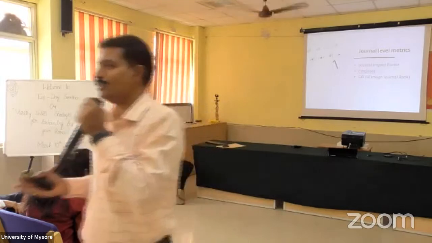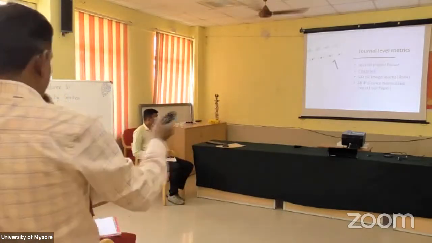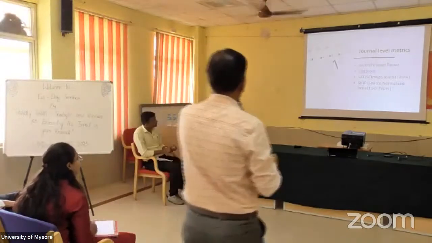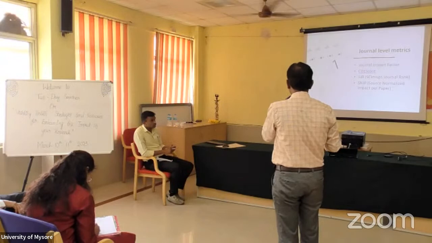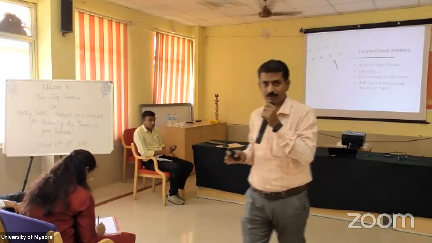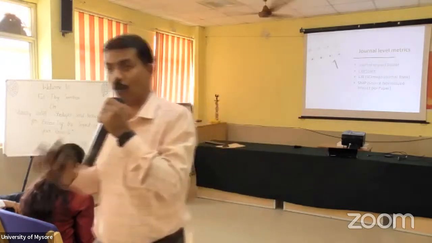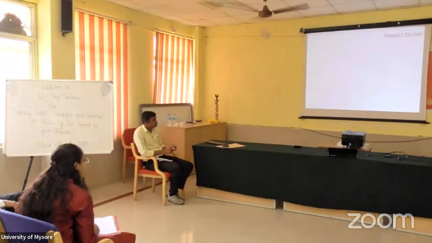So which are the journal metrics? Various journal metrics are there. I will highlight only a few of them: journal impact factor, h-index, SJR, SNIP. These are the different journal metrics we normally use to measure the quality of a journal. Let us see what these are. One is impact factor.